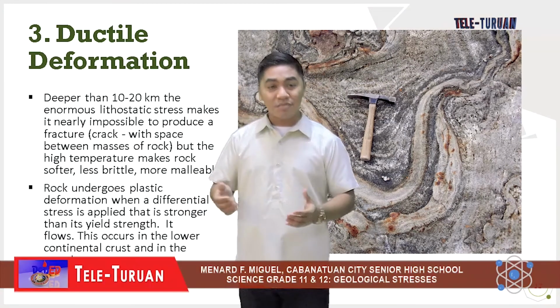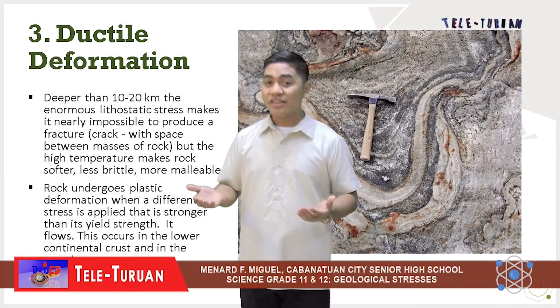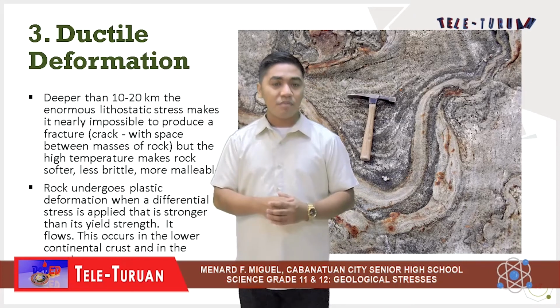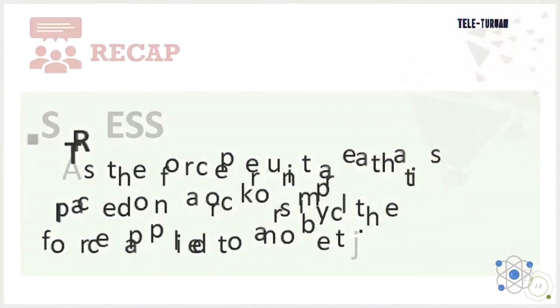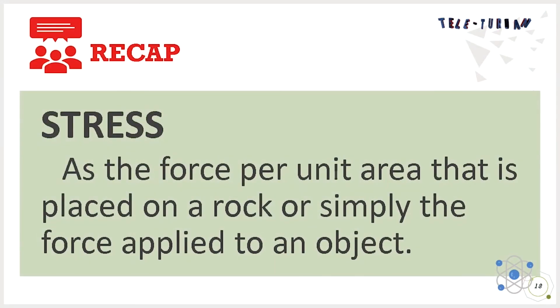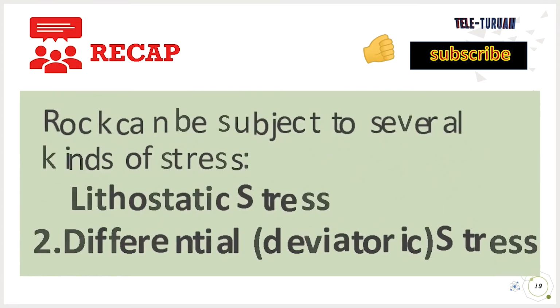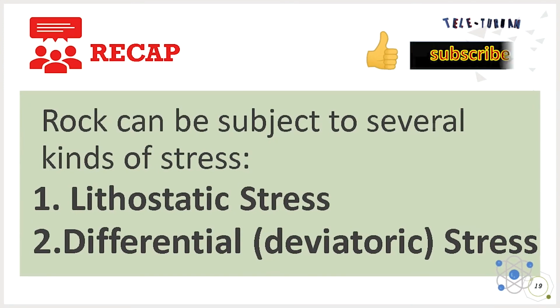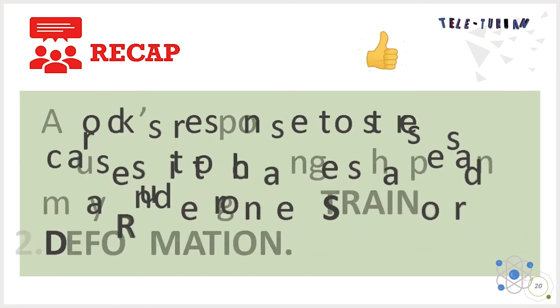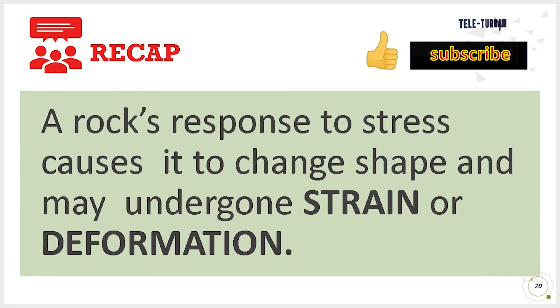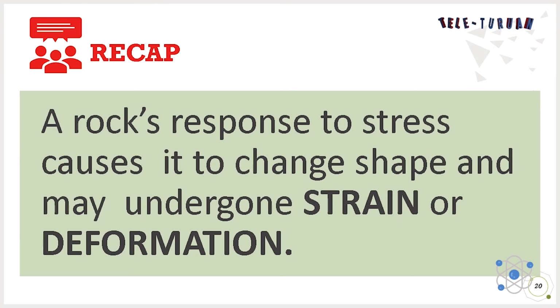And so, that is all about our lesson. Before we end our discussion, let us have a short recap. We tackled stress, which we defined as the force per unit area that is placed on a rock, or simply the force applied to an object. We also mentioned that rocks can be subjected to several kinds of stress. It can be lithostatic or differential deviatoric stress. We also mentioned that a rock's response to stress causes it to change shape and may undergo strain or deformation.